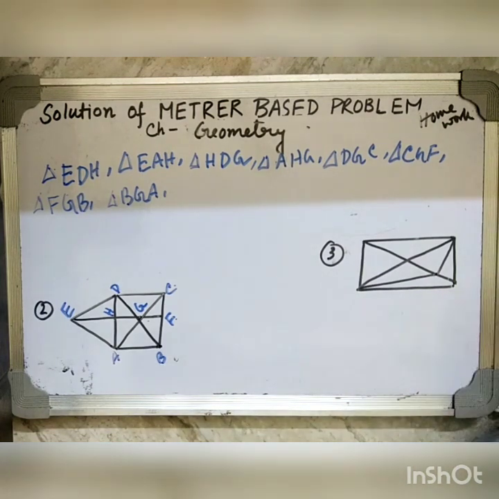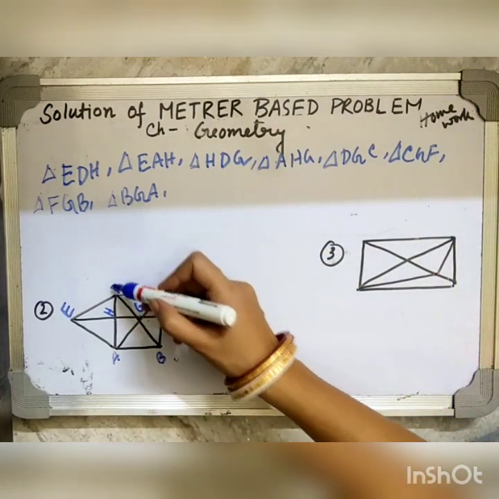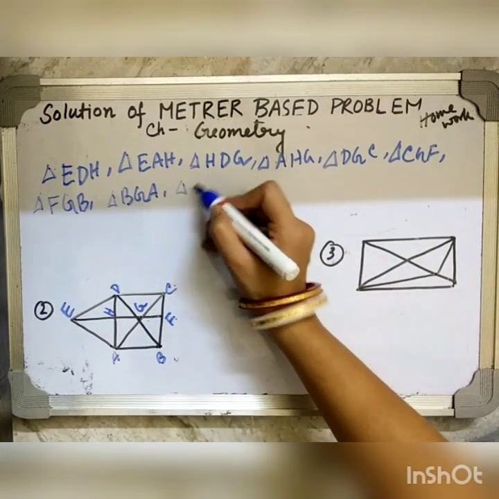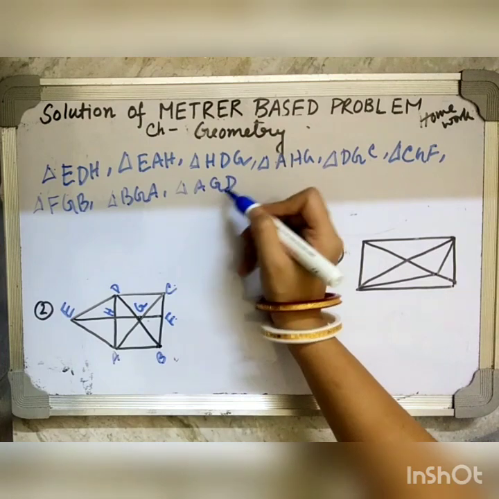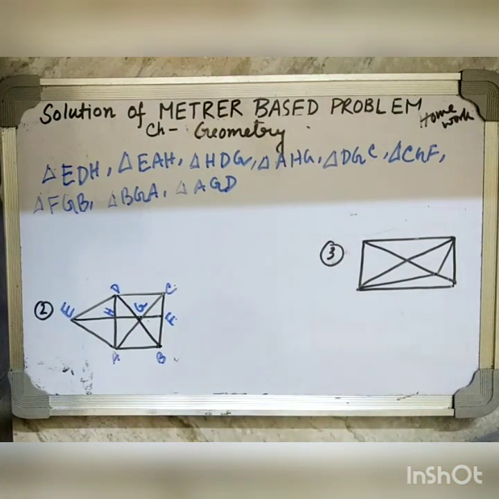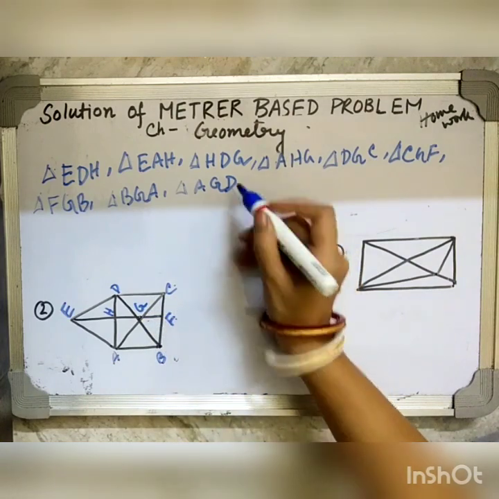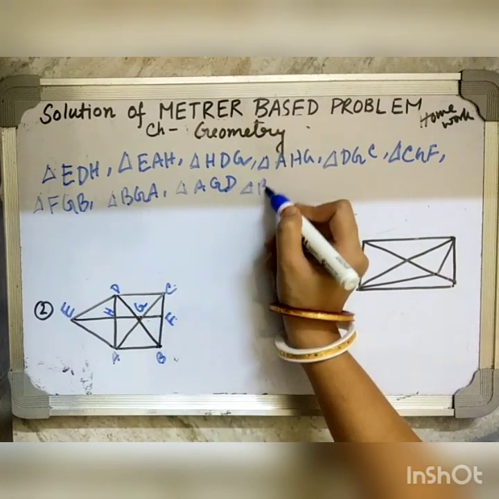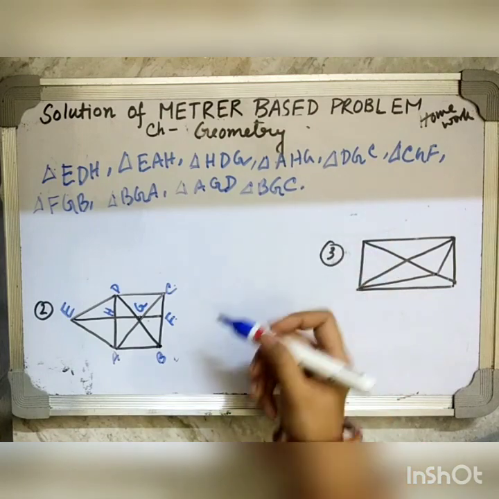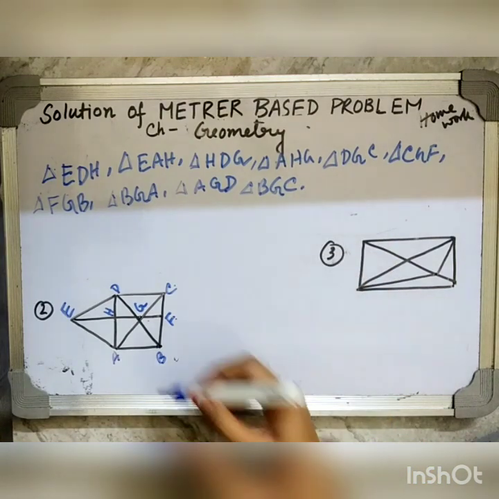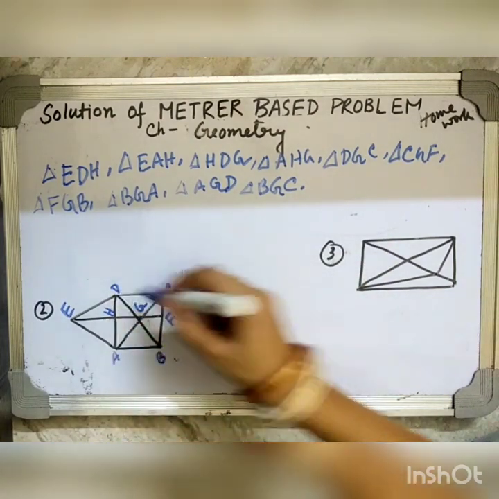Now for counting the big triangles, we are getting this one. AGD. This big triangle AGD. Okay. Now for this one, BGC. Triangle BGC. Okay. Now ADC is also a big triangle.